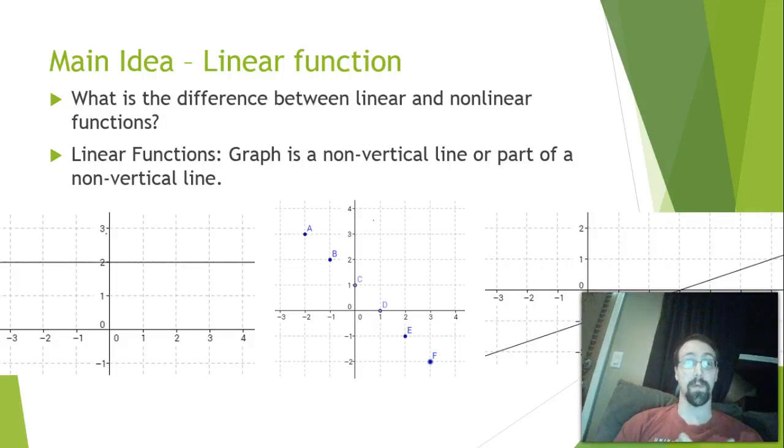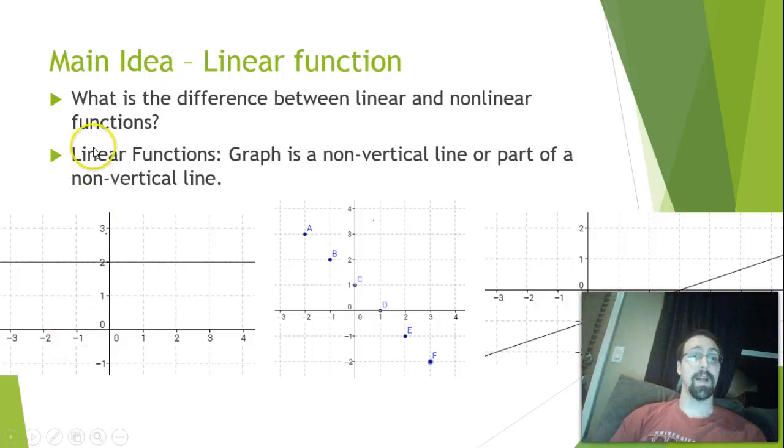So there's an example right there in front of you. There's an example of a line there. It's a horizontal line. Remember, it's not vertical, it's horizontal, so it's still good. These dots on my graph here, this is part of a non-vertical line. Those dots would make a line if I connected them. I didn't, but it's still cool. And then this last one over here, this is what you know is kind of a standard line.